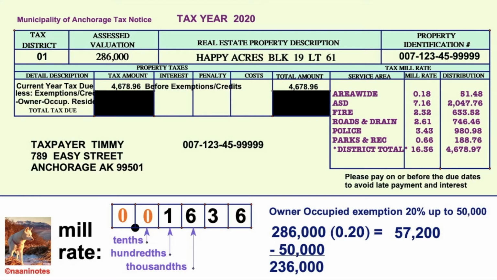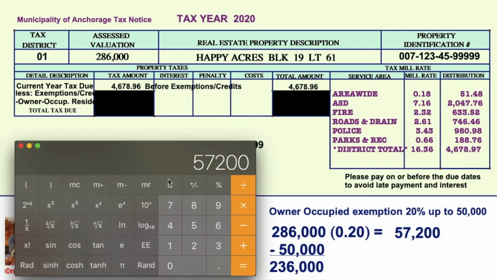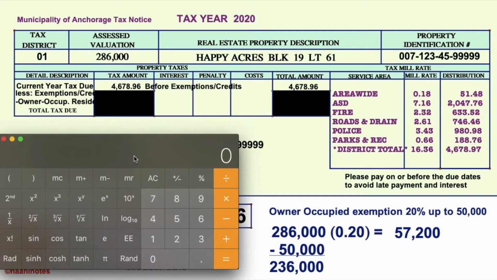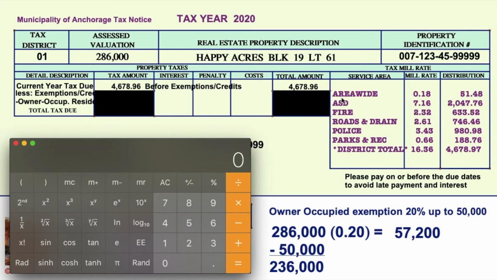We're going to take the value of 236,000 and we're going to calculate the property tax on that. Ready? Yeah, I know you are. I'm going to do it this way. Now, I could go down area-wide, ASD, fire, roads and drain, police, parks and recs. I could go in each of those calculations again, but I'm not going to, because the good folks making this property tax bill don't either. They calculate it this way at full rate, and then we're going to take the exemption at the end.